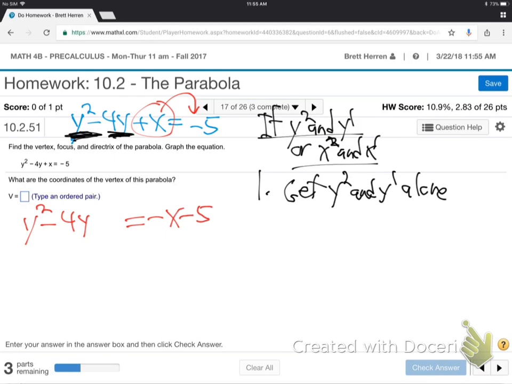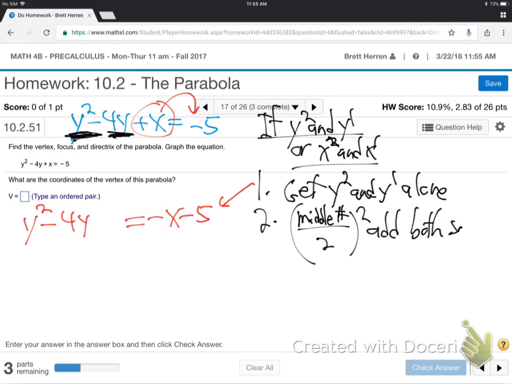So step one, get the y squared and the y alone. We did. Step two is find the magic number, which means what? Middle number over 2 squared, add to both sides, right? So take the middle number. What's the middle number? That negative 4 or 4. It'll work the same either way. It doesn't matter. We're going to square it. They're always going to be positive in the end because we're squaring them.